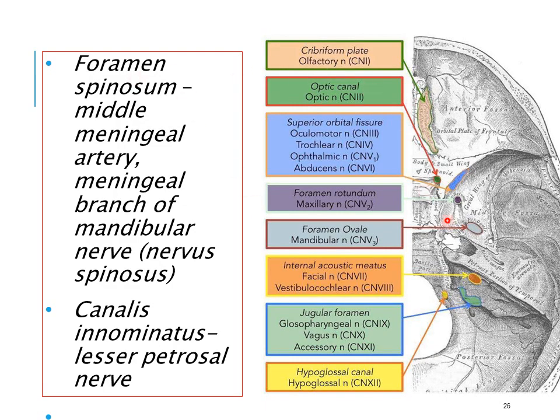So let us see some structures passing through these foramina. Foramen spinosum, structures passing through it are the middle meningeal artery and meningeal branch of mandibular nerve, also known as the nervus spinosus. Then you have this foramen canalis innominatus, which gives the passage of lesser petrosal nerve. Basically, the lesser petrosal nerve passes through the foramen ovale, but this canalis innominatus is of least importance. Innominate means it doesn't have any name. Sometimes this lesser petrosal nerve passes through it. The foramen spinosum is important.